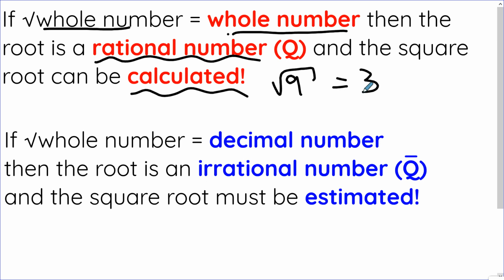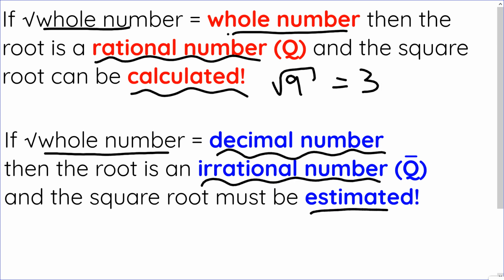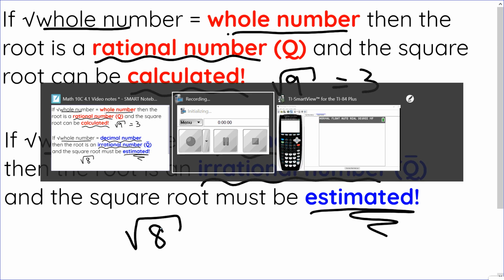In this video, I'm going to show you what happens when I take the square root of a whole number and I end up with a decimal number. Well, in that case, the root would be considered irrational and I must estimate the square root. For example, square root of 8. It's not one of my perfect squares, so I can't calculate it. I would have to estimate it.